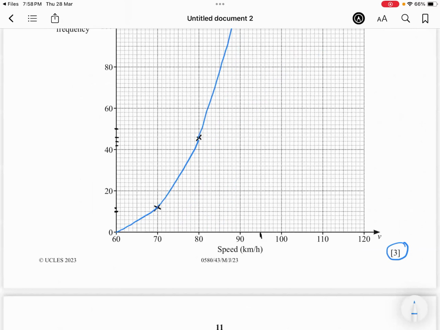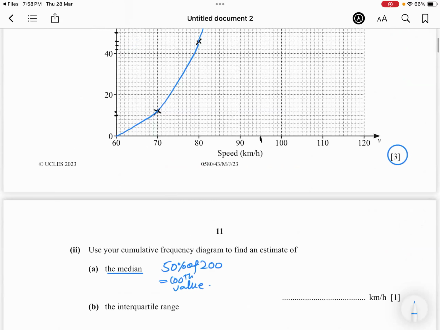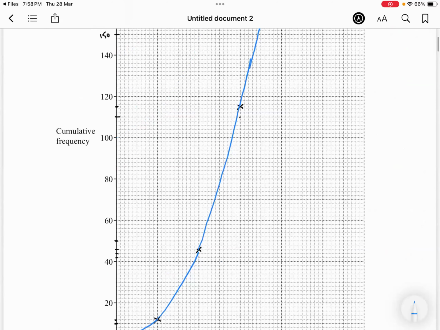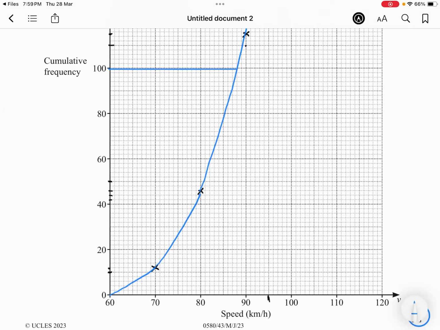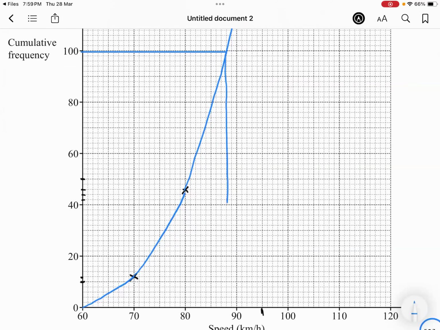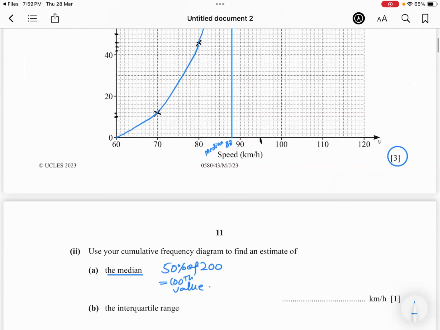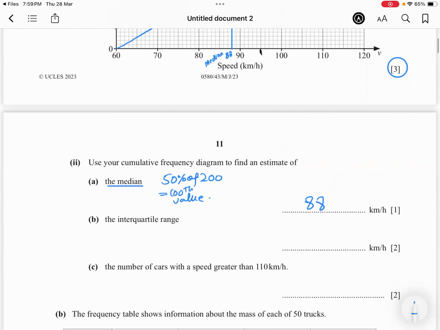Then the examiner is saying work out the median. So beta, I told you median is 50%. 50% of 200 is what? It is the 100th value. So let's see what is the 100th value. So let me hit the graph and let me see down. Okay, so my answer is 88 and 88 is my median. So let me write 88 kilometers per hour.